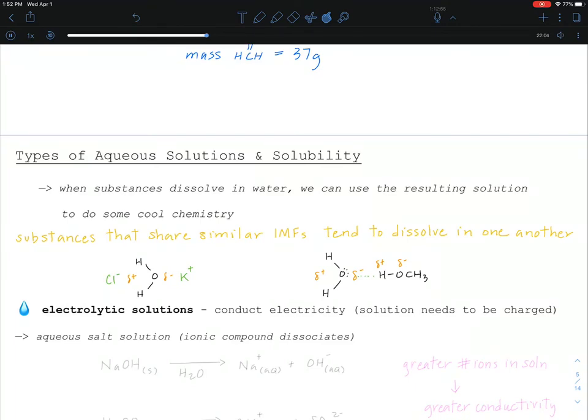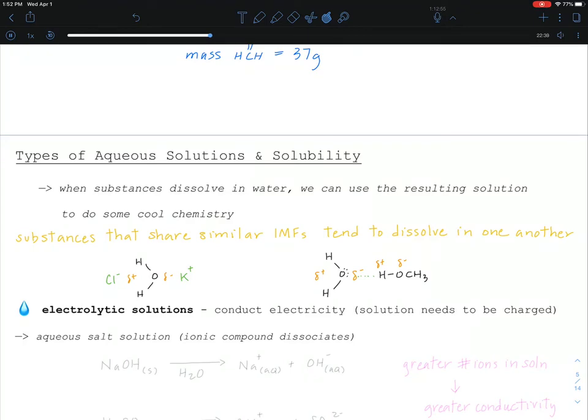What happens when we take a solute and put it into solution? So say we're going to take a molecule or an ionic compound and we're going to dissolve it or allow it to dissociate in water. What happens if out the other end you end up with a species, your product, that has charge associated with it? This is a very specific type of aqueous solution. It's called an electrolytic solution. So there's a couple of different ways that we can talk about this.